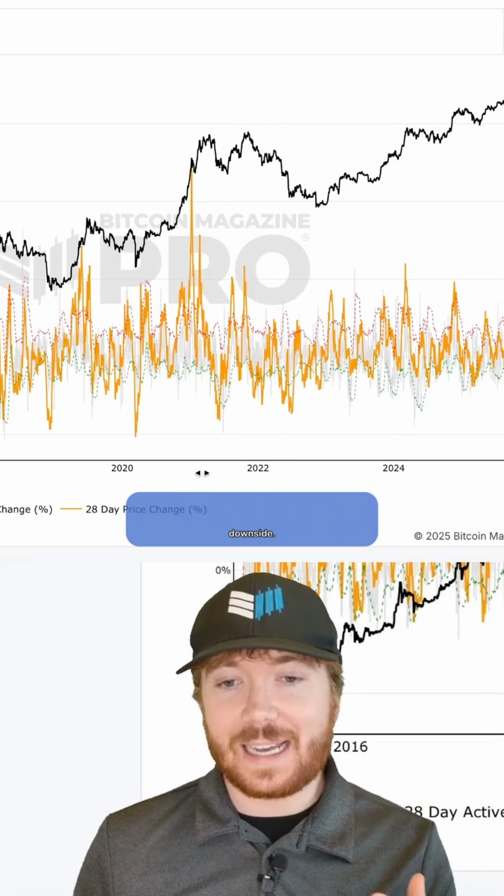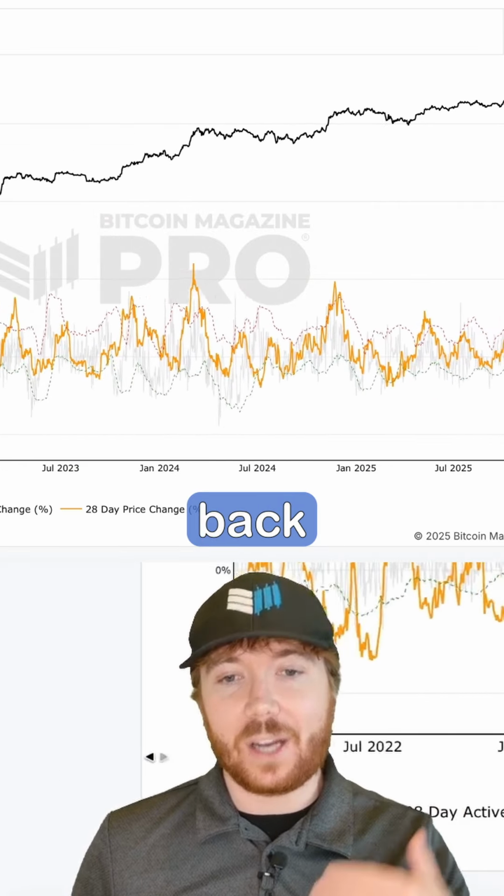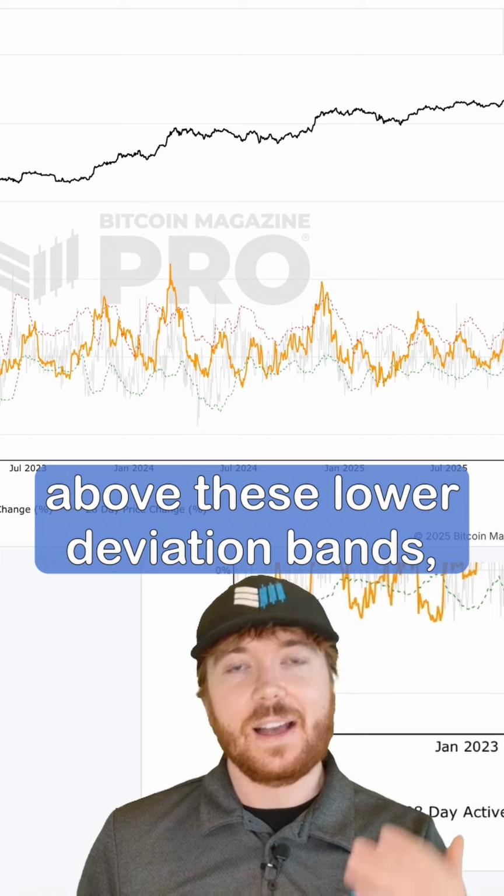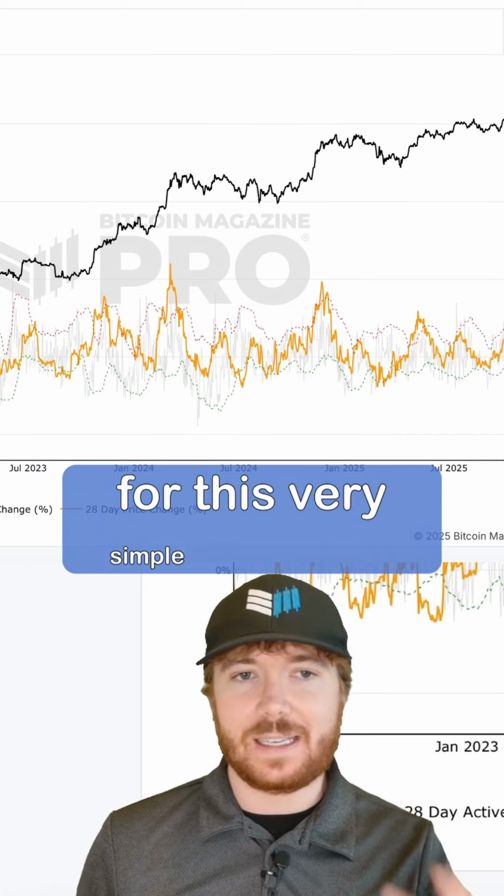And the same is true for the downside. If we look to when Bitcoin crosses back above these lower deviation bands, these are going to be entry signals for this very simple strategy.